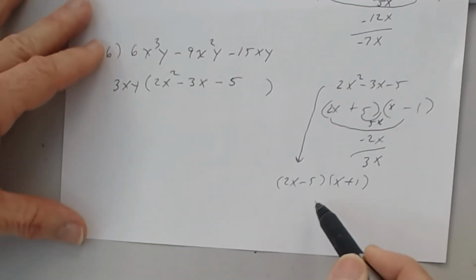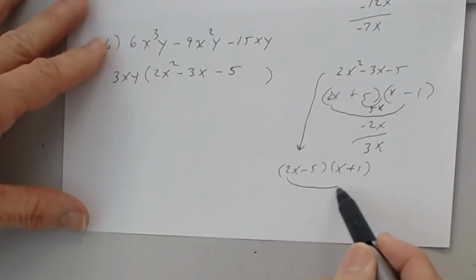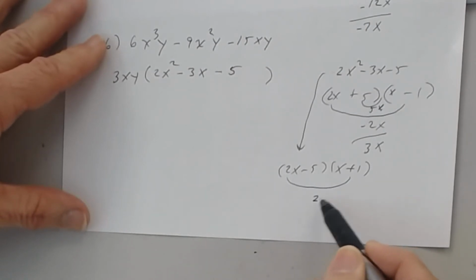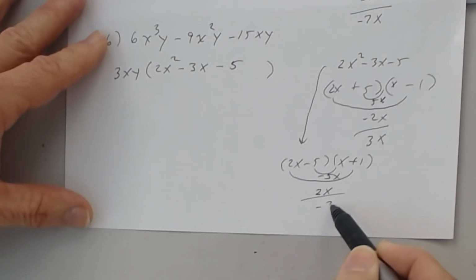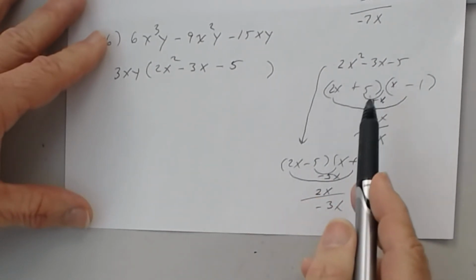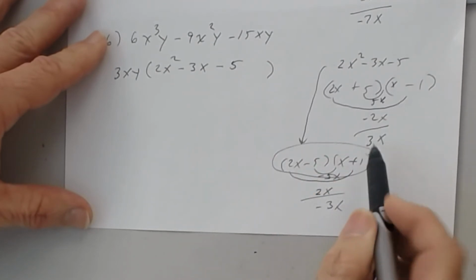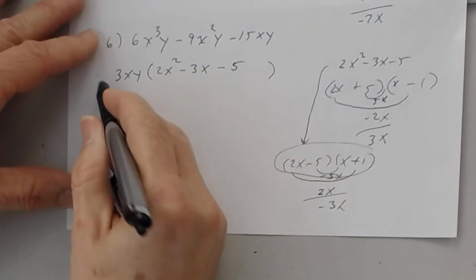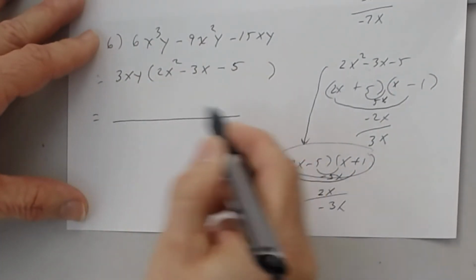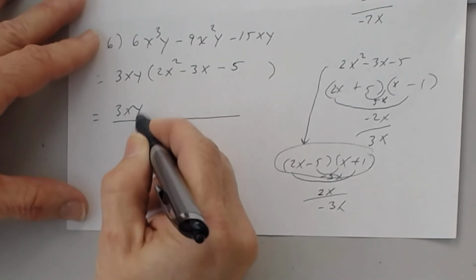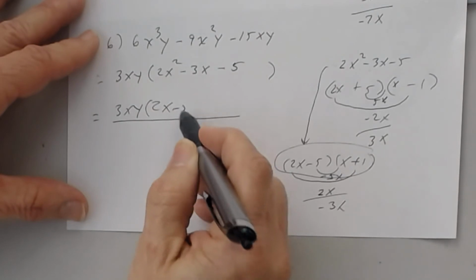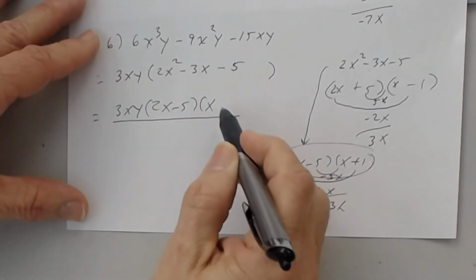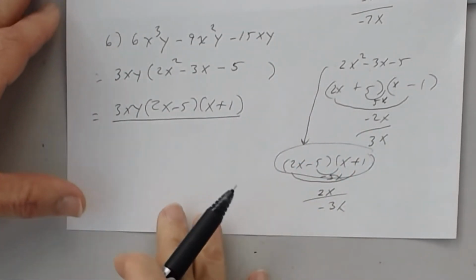And now, if you look at the outer and the inner, what's the outer this time? 2x. What's the inner this time? What do I get? Which is what you wanted. So this is my factorization for that. But what's my factorization for the original problem? 3xy times these two binomials, 2x minus 5 times x plus 1.